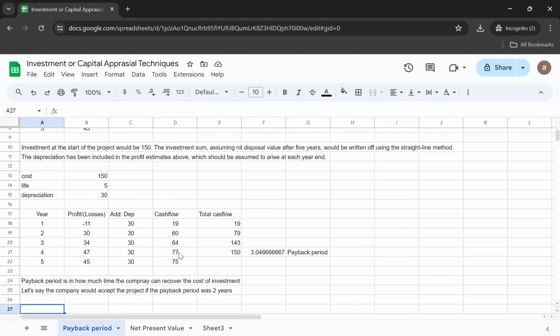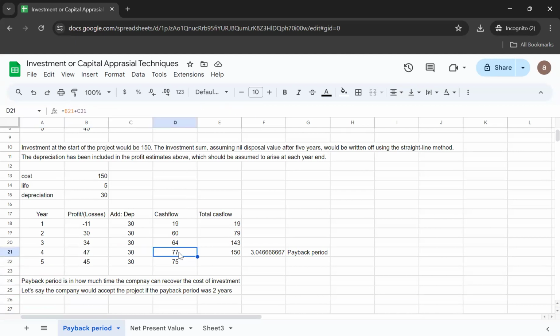So which is why it is also important to do this analysis using other methods as well. There are other capital appraisal techniques as well, like accounting rate of return and internal rate of return, which will not be covered in this video. I will only focus on two methods here. I might add one more method using net present value for payback period, but in this video, it's only payback period and net present value. Let's see, I might include the net present value part in the payback period after we have covered the net present value as well. Right, so let's say the company wants it to be 2 years and it's 3 years, the company is not going to accept this project.